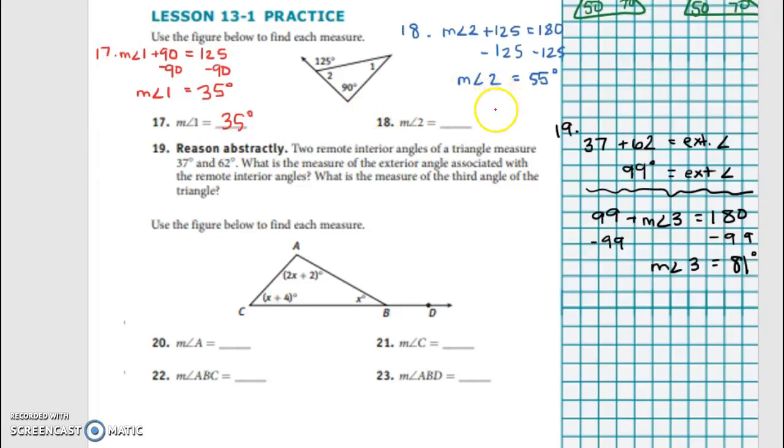For 18, we're trying to figure out the measure of angle 2. And we can use a linear pair. These two are linear pairs. So the measure of angle 2 plus 125 has to equal 180. Subtract 125, we get the measurement of angle 2 is 55 degrees.